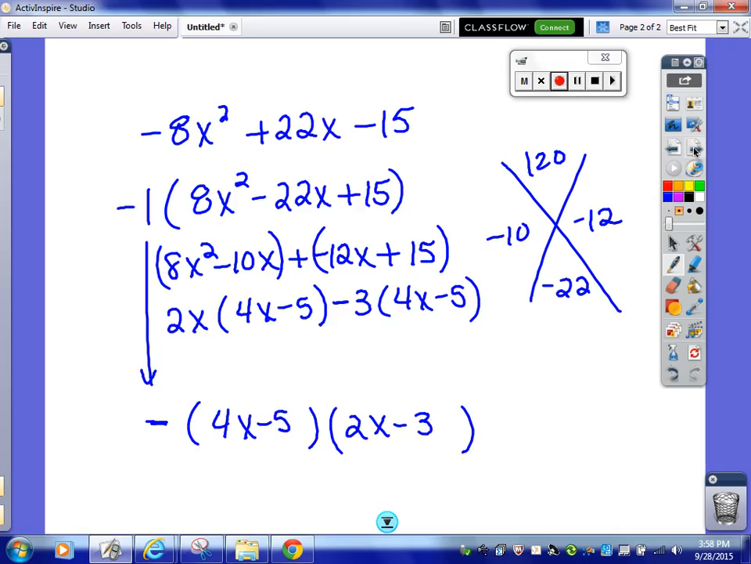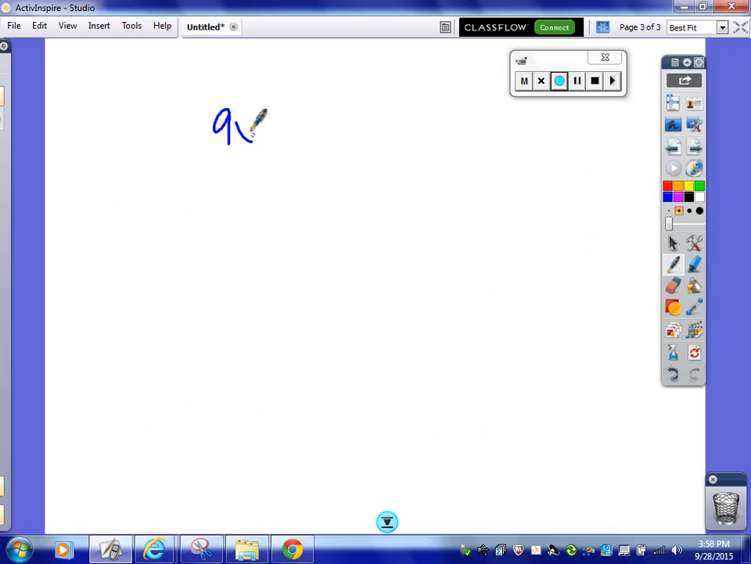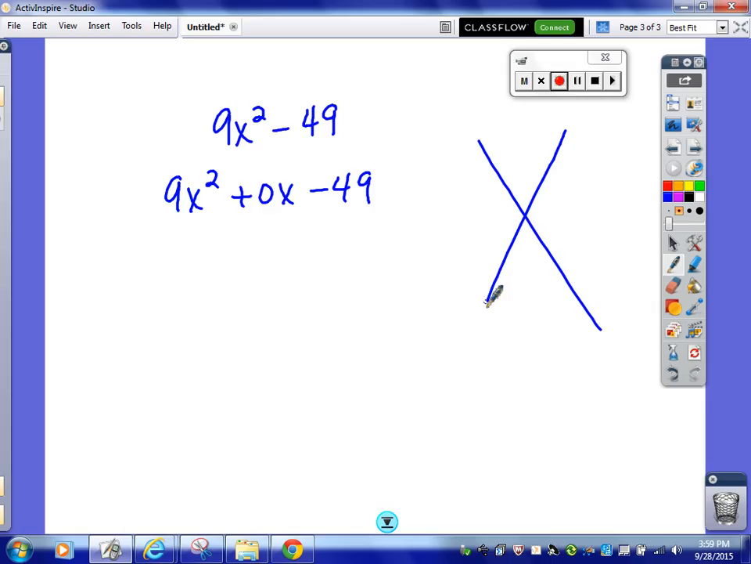All right, let's look at another example. Suppose we had 9x squared minus 49. Our A times C method is going to work here. But hopefully you're also going to recognize a quicker pattern. Here, I don't have a middle term, so it's 0x minus 49. A times C: 9 times negative 49 gives you negative 441. What multiplies to give you negative 441 but has a difference of 0? Well, 441 is a perfect square, 21 squared. So negative 21 and positive 21. Now rewrite that middle term.